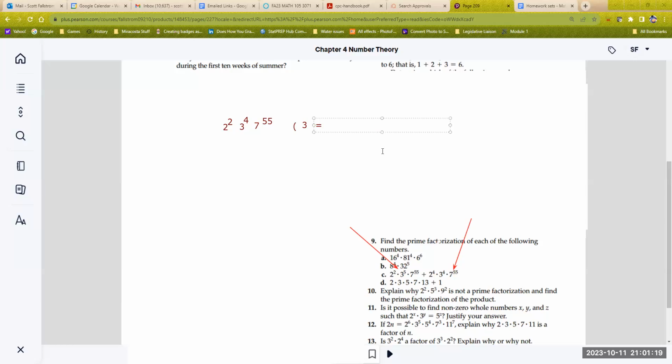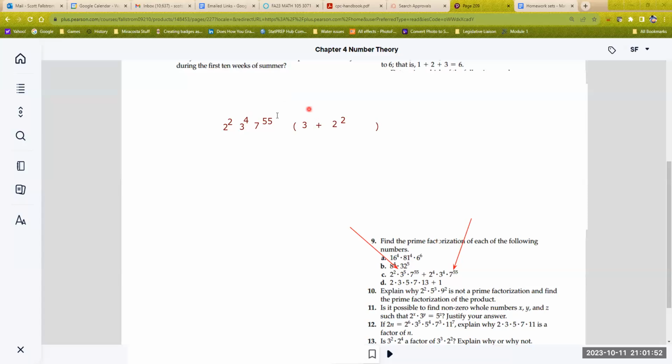Then I can put my plus sign. Oops. Make sure I make it a plus sign, not an equal sign. And then I go to the second term. Now the second term says 2 to the 4th, but I pulled out 2 squared. So that's going to leave me with 2 squared remaining. Next up is 3 to the 4th, but I pulled out 3 to the 4th, so nothing else there. And 7 to the 55, but I pulled out 7 to the 55, so again, nothing else there. So again, I have 2 squared, 3 to the 4th, 7 to the 55.